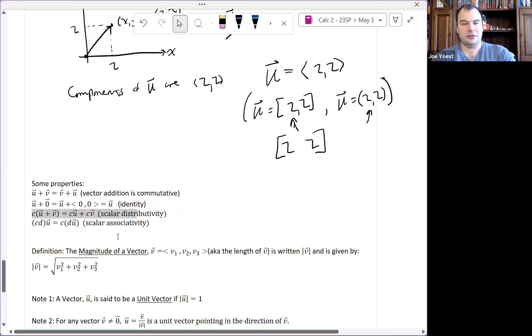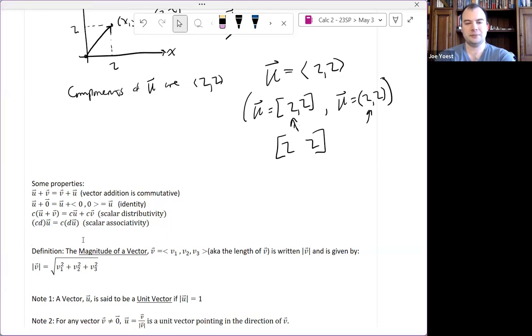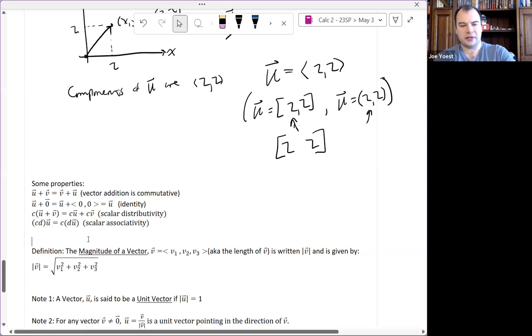We have scalar distributivity. Scalars distribute multiplicatively over sums of vectors. We have scalar associativity, so scalar c d times u bar is c times d u bar. Something to note is we have not said anything about vector times vector, and that's really where dot product and cross product come in. It's not so easy to say what we mean by the product of two vectors. The sum of two vectors had a sensible definition. Product of two vectors maybe needs a little more treatment.